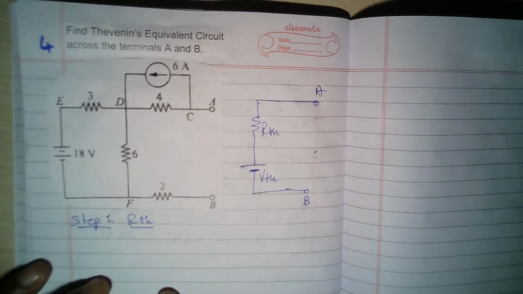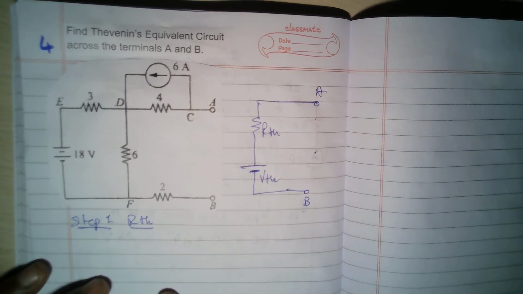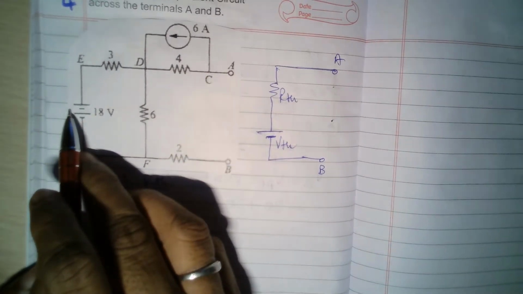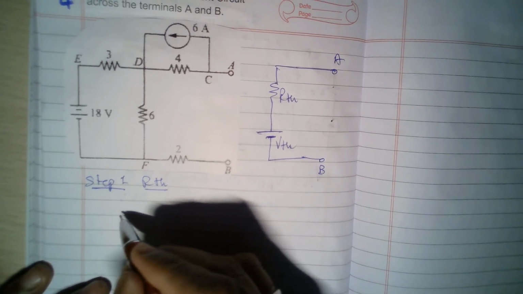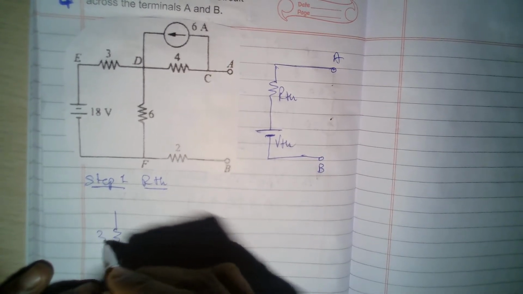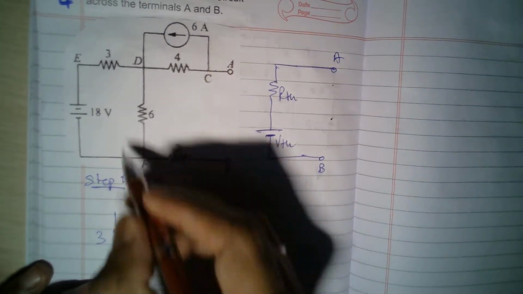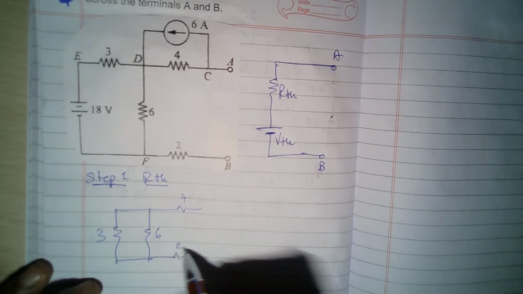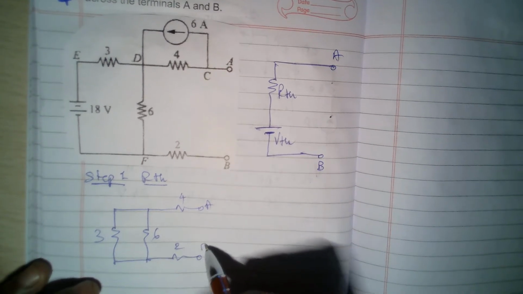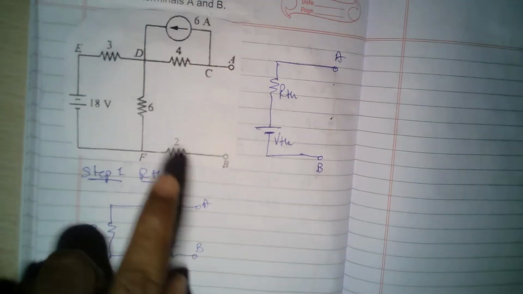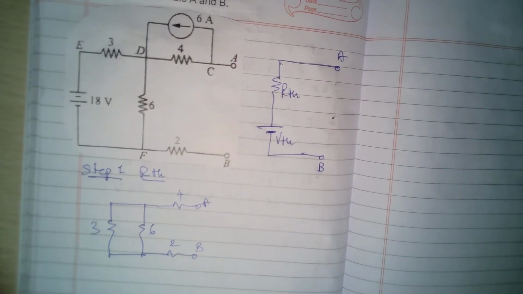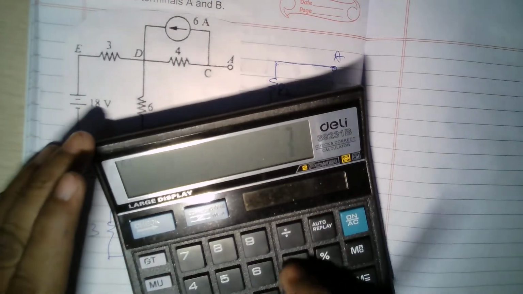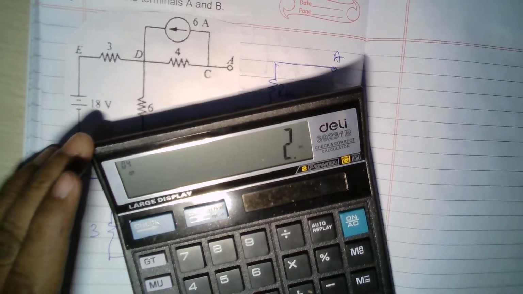So now what we have here, finding RTH. What you have to do: current sources open circuit, voltage sources short circuit. So the equivalent circuit becomes 3 parallel 6, these two branches, then here 4 and 2. This is A and B. So simple circuit. This 4 remains as it is, 2 remains as it is, 3 and 6 are in parallel. So 3 and 6 parallel means it will be 2, since 3 into 6 divided by 3 plus 6. So we have 2 ohms.